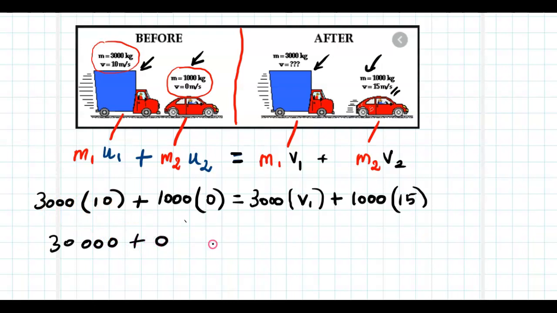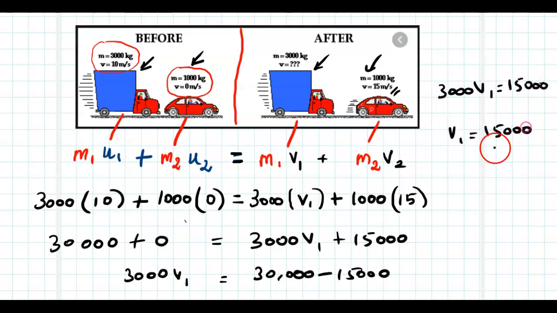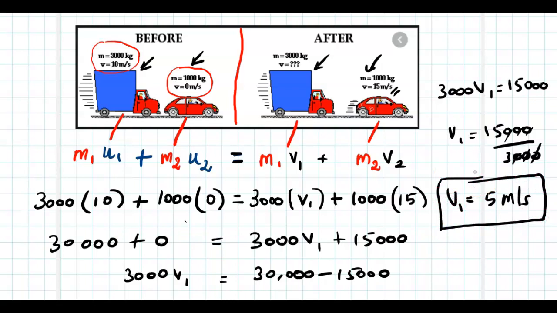Okay, now we can multiply. 30,000 plus 0 is equal to 3,000 v1 plus 15,000. So here 3,000 v1, 30,000 minus 15,000. So this will be 3,000 v1 is equal to 15,000. v1 is equal to 15,000 divided by 3,000, 5 meters per second. So the truck speed is reduced. Now you can substitute the truck speed here.